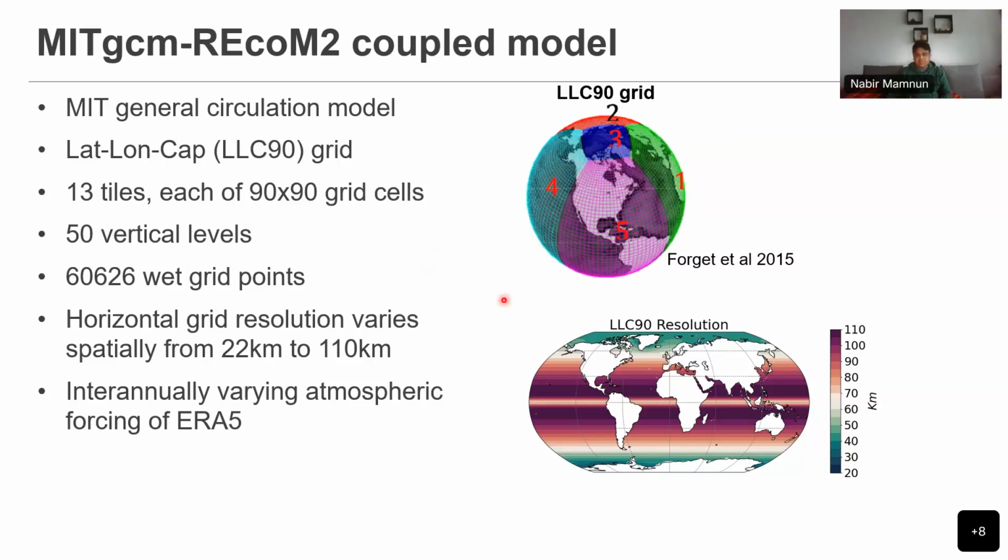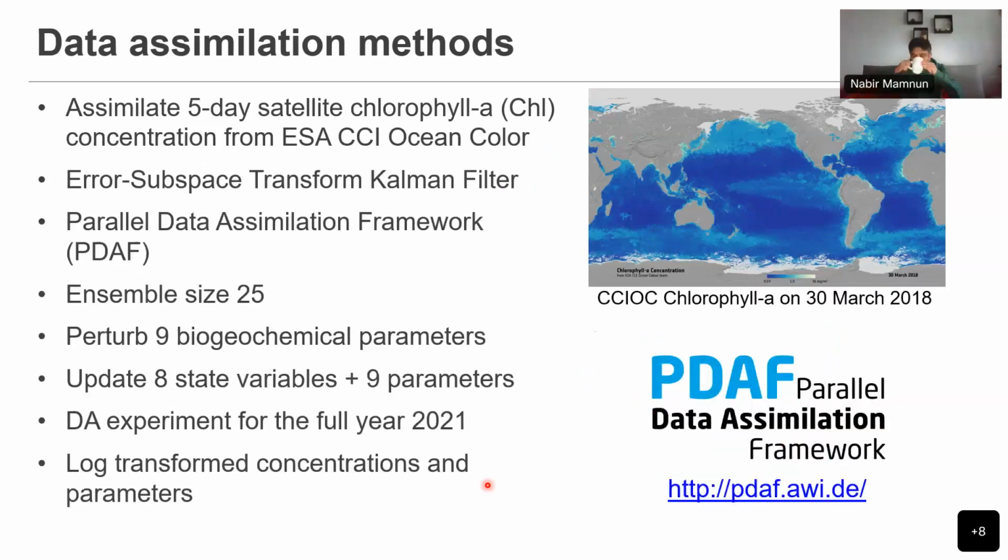The horizontal resolution of the model varies from 22 to 110 kilometers. So we have the finest resolution in the high latitudes and the coarser resolution in the mid-latitude areas. We drive the model with atmospheric forcing from the ERA5 dataset. We assimilated 5-day satellite chlorophyll concentration from the ESA Climate Change Initiative ocean color dataset, a time series dataset.